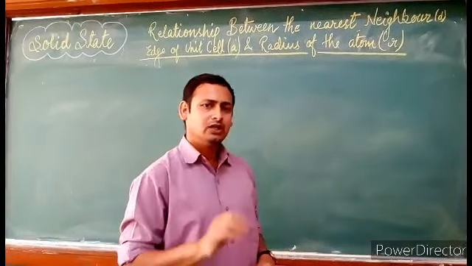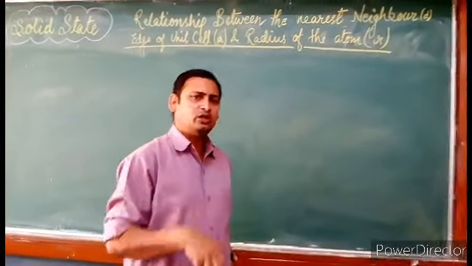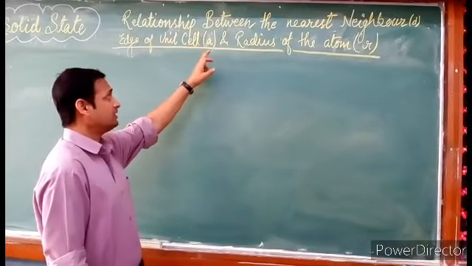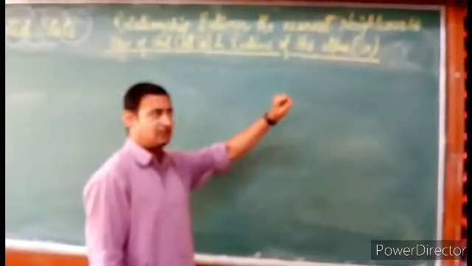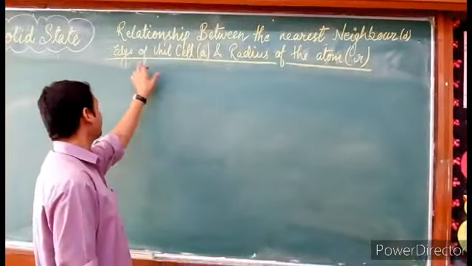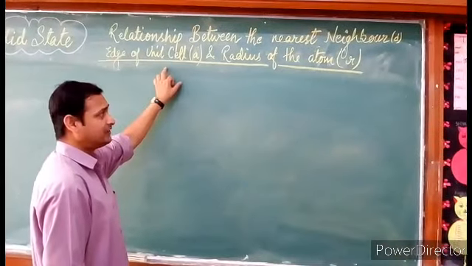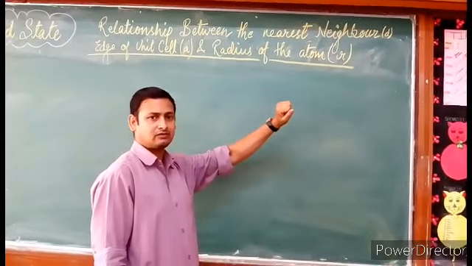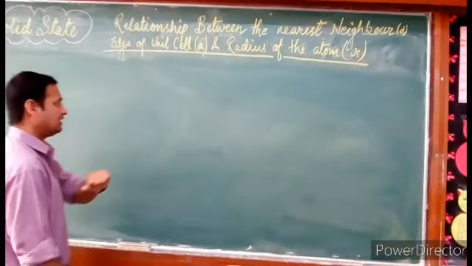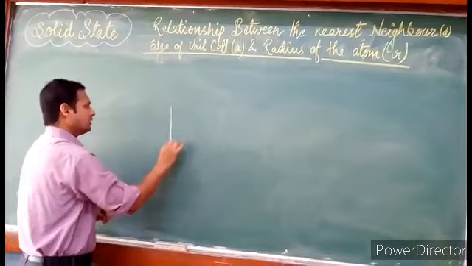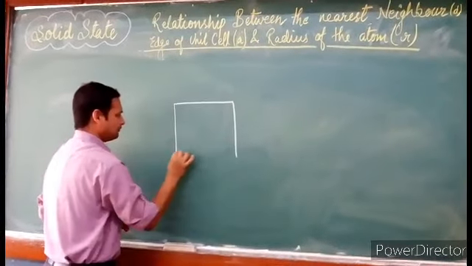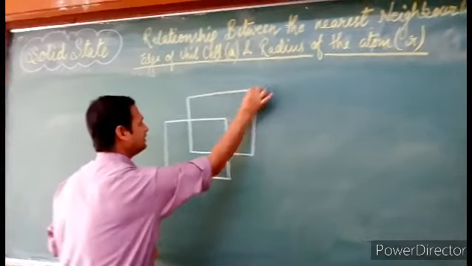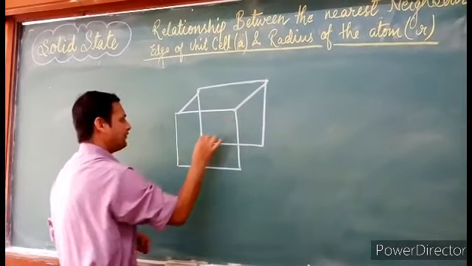डियर स्टूडेंट्स, कल का हमारा जो कंटिन्यूएशन टॉपिक है वो है क्या? The relationship between the nearest neighbor distance of unit cell and radius of atom, that is r. मतलब I will tell you, suppose if we talk about a unit cell, so for simplification we are considering unit cell in a form of simple cube.